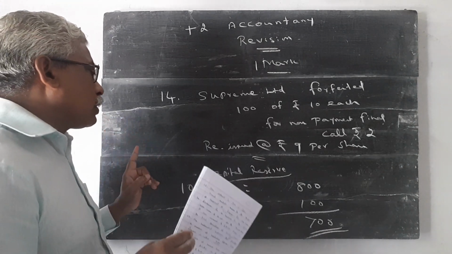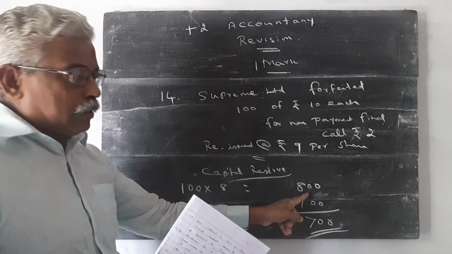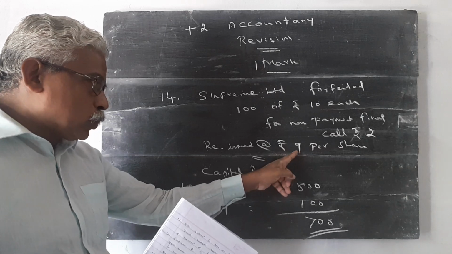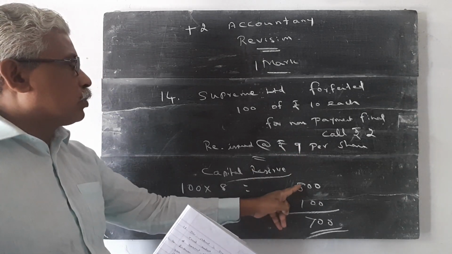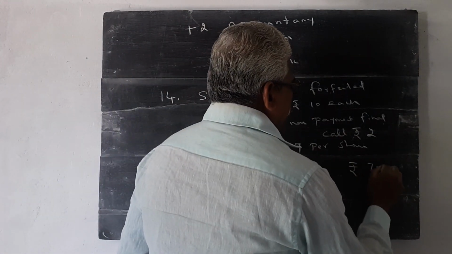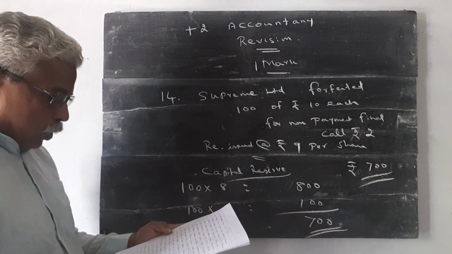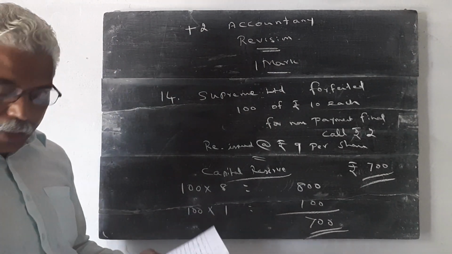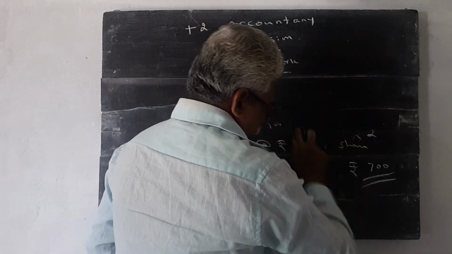So the share forfeiture amount is rupees 800. The reissue amount is 1 rupee less, so we face a loss. So 1 into 100 is 100. So the answer for this question is rupees 700. Four options are given. Out of the 4 options, rupees 700 is the answer. Then question number 15.